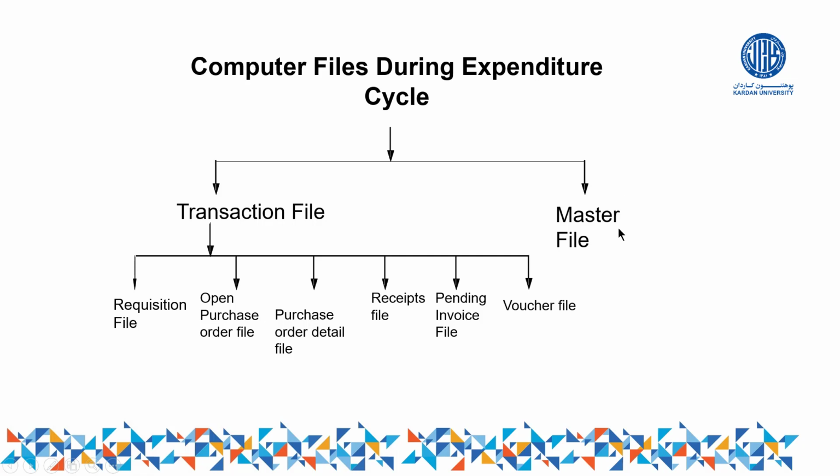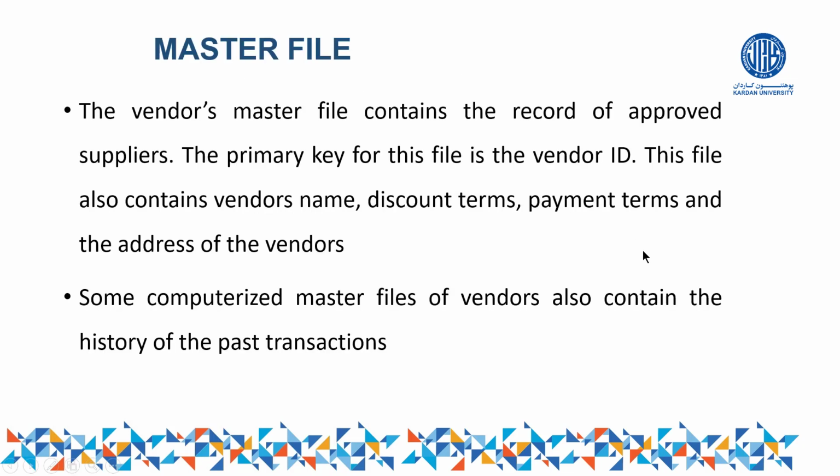One type of file can be called master files, and the second type of file can be called transaction files. Then again, transaction files are divided into several parts. First, let's go for the master file. What do you mean by master file? Master file is basically the basic information of the supplier, the basic information of the customer, and of course the basic information of the employees.